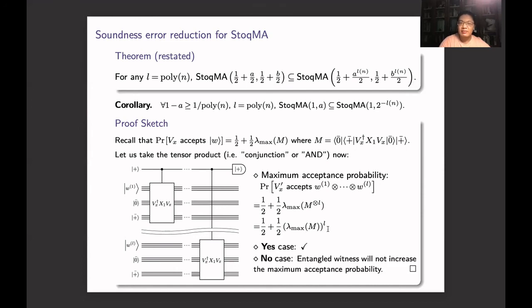For the no instance, it seems an entangled witness would increase the maximum acceptance probability, but in fact it does not. The reason is the largest eigenvalue of the tensor product of matrices is equal to the product of the largest eigenvalues of the matrices. And the same trick is also used in the analysis of the weak QMA error reduction by KTF.